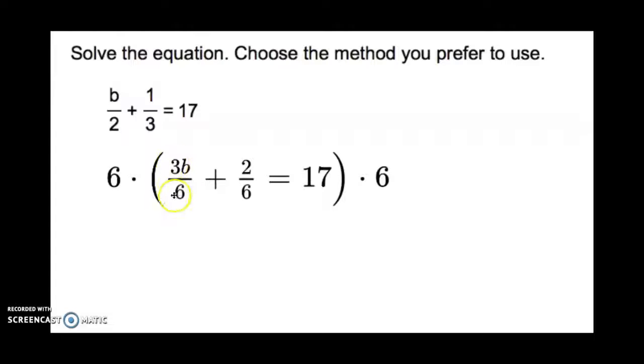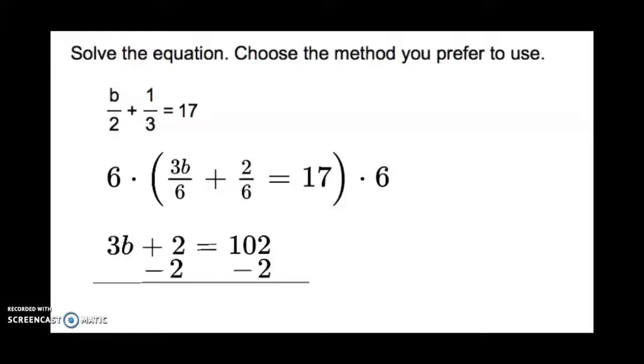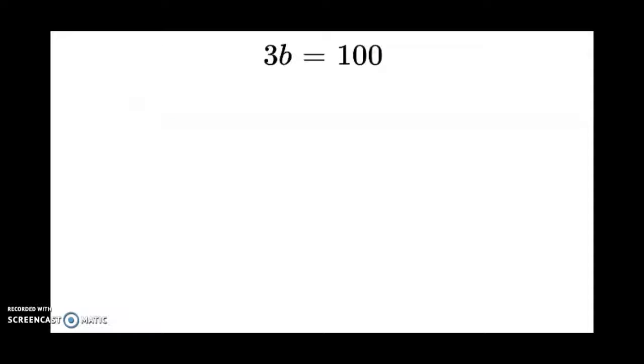When you multiply a fraction by its denominator, you're just left with the numerator. So 3b over 6 times 6 is 3b. 6 times 2 over 6 is 2. And then 17 times 6 is 102. From there, we just subtract 2 from both sides and we get 100. Then we divide both sides by 3 and we get 100 over 3. And that would be the answer.